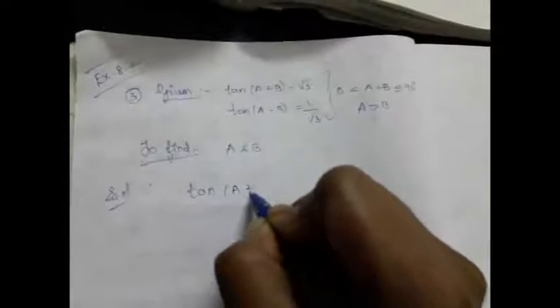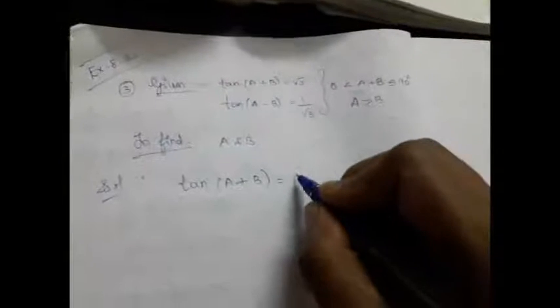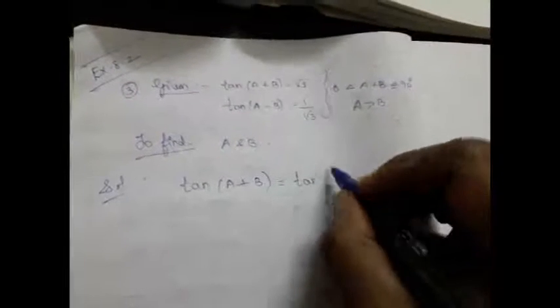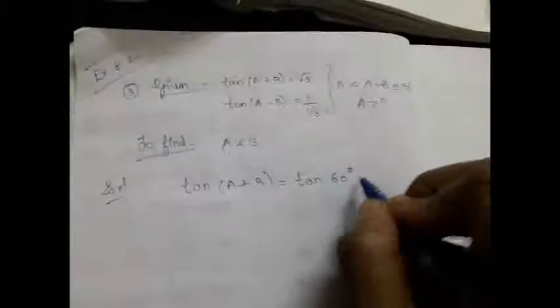Yes? Hope you understood. Now let us see how we can solve a third question. Given tan(a plus b) equal to root 3, tan(a minus b) is 1 by root 3. They asked you to find the angles a and b, right? So tan(a plus b), when the tan value becomes root 3, tan 60 is root 3, right? So instead of root 3 we can write tan 60. So what does this imply? a plus b is equal to 60 degrees.